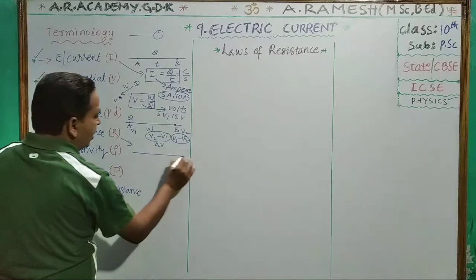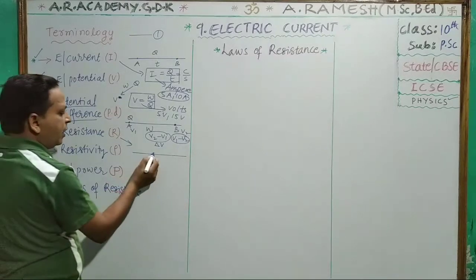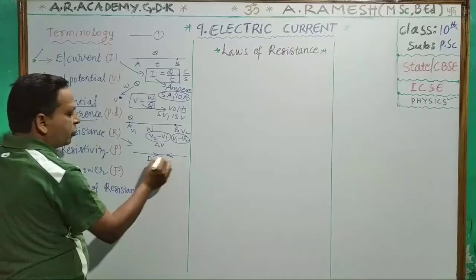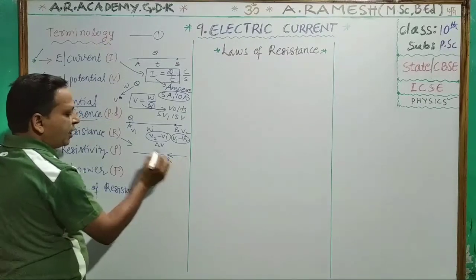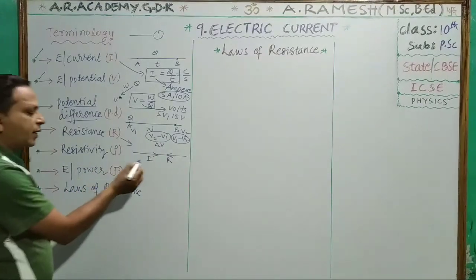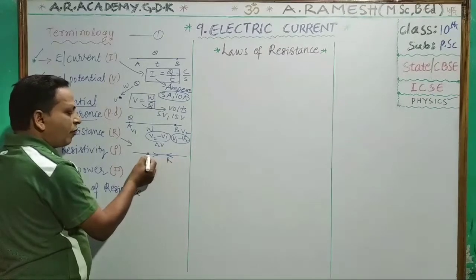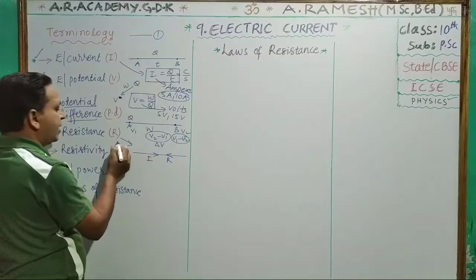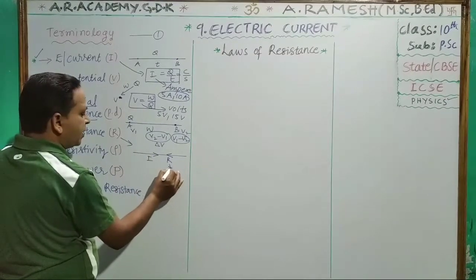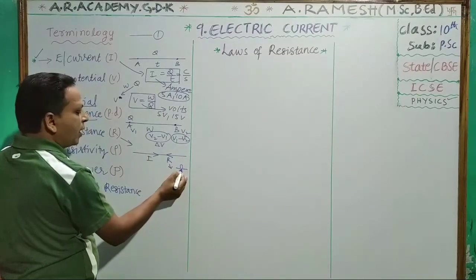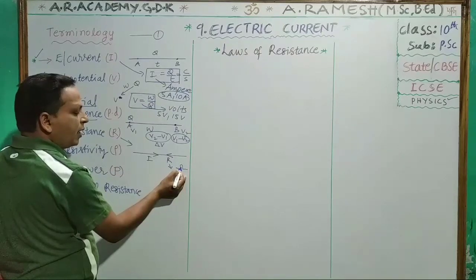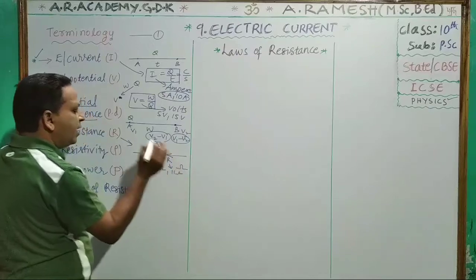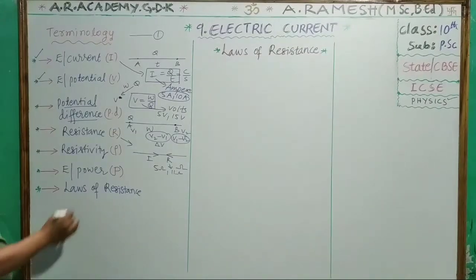And then resistance. Resistance means, here this is the wire or conductor. In this, current I is flowing. Opposition to this current is called resistance. In a conductor, opposition to the flow of current. This is the flow of current direction. Opposition to this is called resistance. And resistance is measured in ohms. Omega in ohms. 5 ohms, 11 ohms, like that. Resistance is measured in ohms.